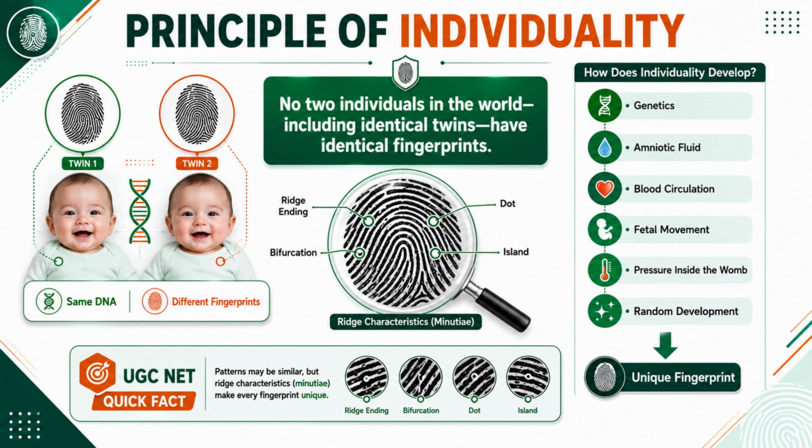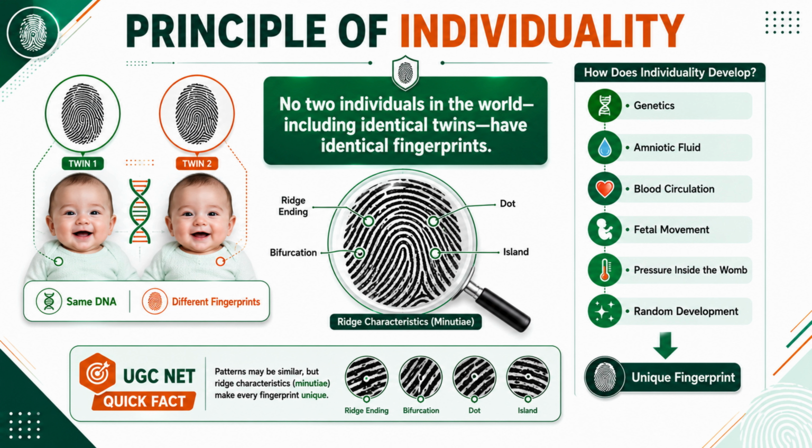Even identical twins who develop from the same fertilized egg and share nearly identical genetic material experience slightly different conditions inside the womb. These subtle differences are enough to produce different ridge characteristics, making their fingerprints unique.